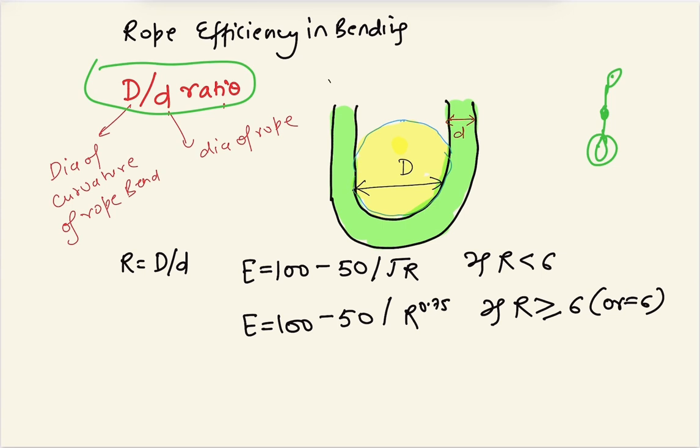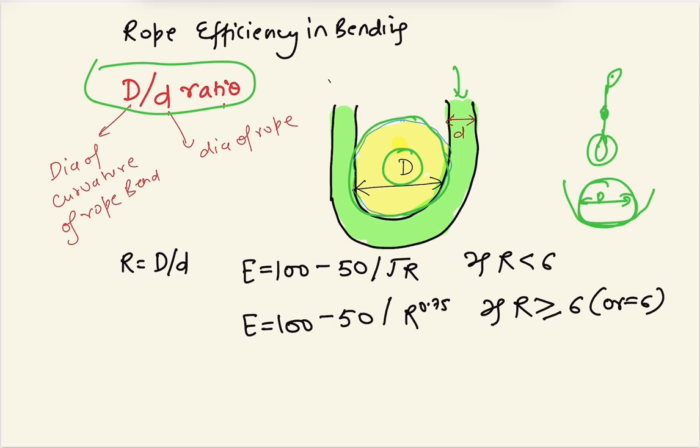D by d ratio: suppose this is the load that we have to lift. It is having diameter D, and we have wrapped a wire rope of small diameter d around this. So this is basically the diameter of the curvature of the rope bend. If the rope is passing like this, then the diameter of this rope bend is capital D, and small d is the rope dia. So here this D by d ratio plays a very important role.